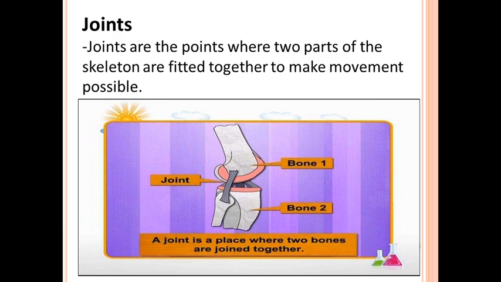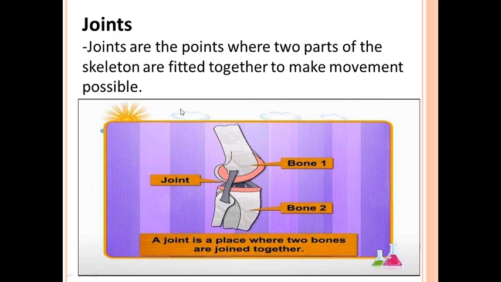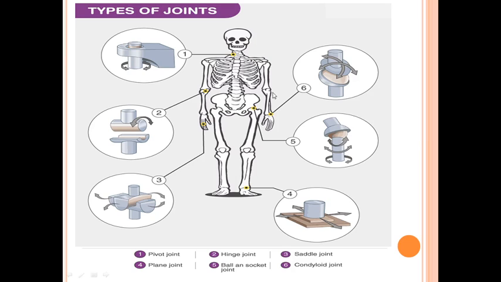Movable joints are of different types. The movement of toes, ankles, knees, hips, neck, shoulders, elbows, wrists and fingers is due to movable joints. So let's start. But did you understand what is meant by joints? A place where two bones are joined or connected together. Then there are types of joints we are going to learn.